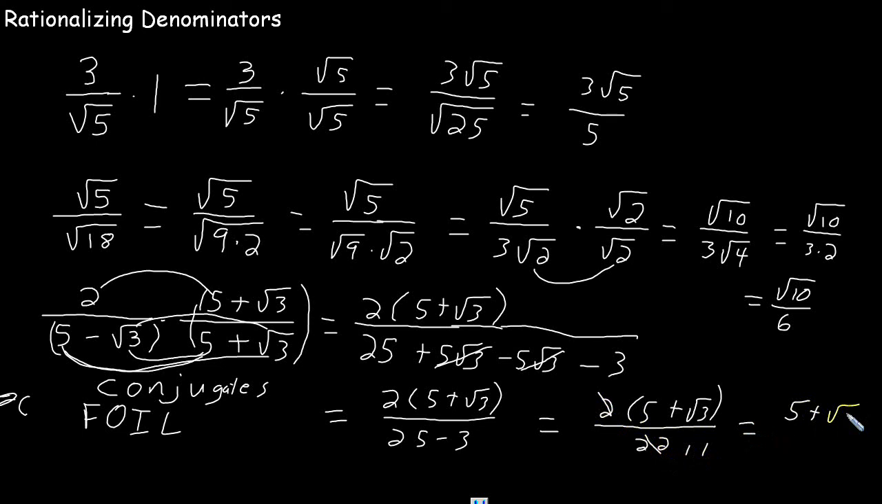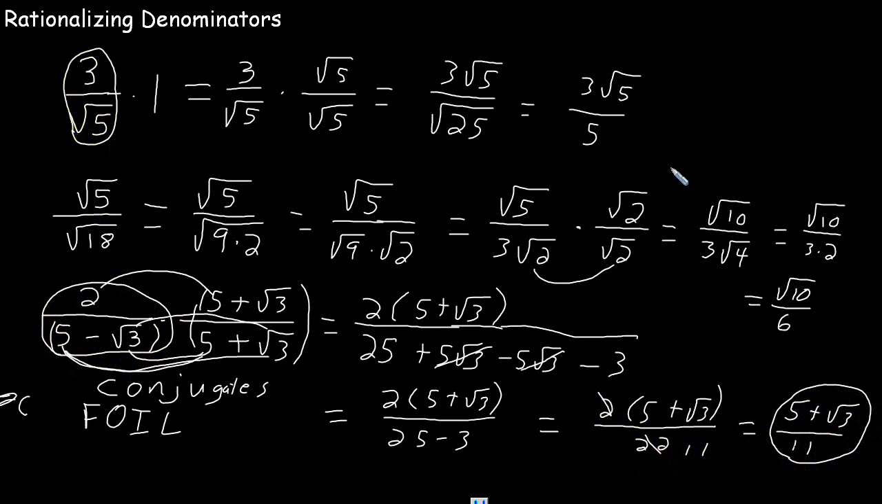If you were to put this in the calculator, you would get a decimal. If you put what we started with in a calculator, you would get the same decimal. That's true for each of these examples. This is, 3 over square root of 5 is equal to 3 square root of 5 over 5. And you could check it with your calculator.